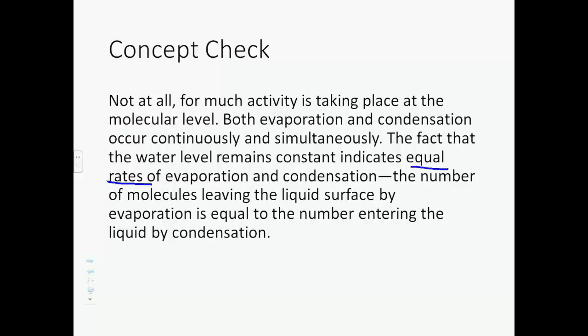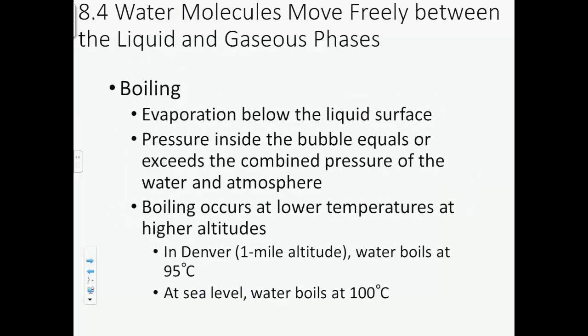Whereas if you see your water evaporate, then your rate of evaporation was higher than your rate of condensation. If you see the opposite, if your volume somehow increases, then your rate of condensation was higher than your rate of evaporation. So the number of molecules leaving the surface by evaporation was equal in this instance to the number entering the liquid by condensation.